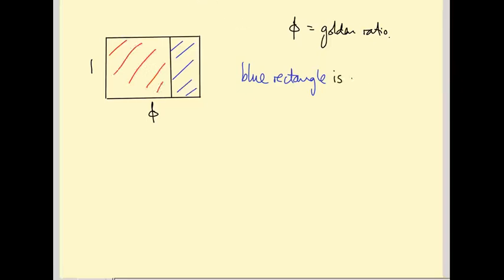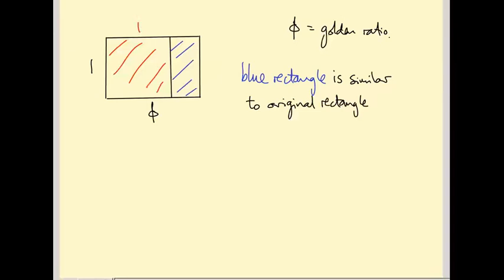Is similar to the original rectangle. Similar here is in the technical mathematical sense of similar. It doesn't just mean it looks a bit similar, it means it's obtained by rescaling and rotation. So here this square here is really a square, so it's side length 1 and 1.